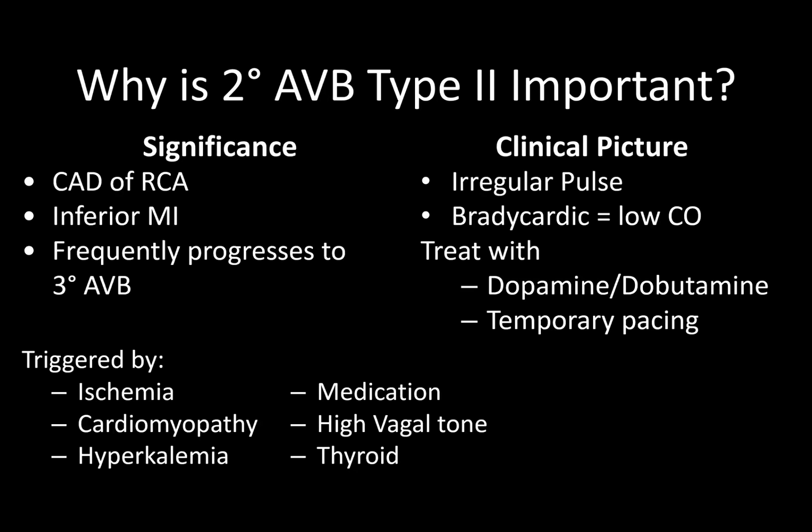Why is second degree AVB type 2 important? Well, similarly to type 1, it doesn't happen normally. It's because something is wrong with the heart. Most oftentimes it's due to ischemia. And so what we're looking at is possibly a heart attack is the first thing we assume, especially if this is new onset. Because anytime it's new, it means something changed. So we always think about a heart attack. If it's a heart attack, it is likely the right coronary artery that's responsible.